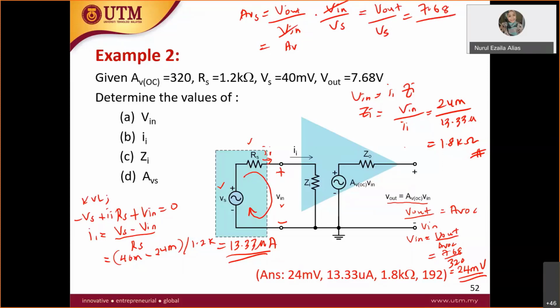VS 40 milli, which is 192. Okay, but you can actually do it like this also. V out over V in is equal to the AV, but now there is no RL. Therefore your AV is equal to AVOC times V in over VS. You can actually do the voltage divider rule at the input. It is equal to Z in over Z in plus RS. Let's say that you don't have all these values, you can solve using this as well. You should get the same answer.